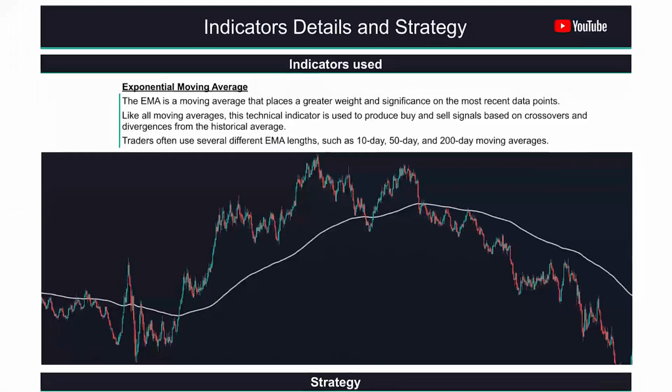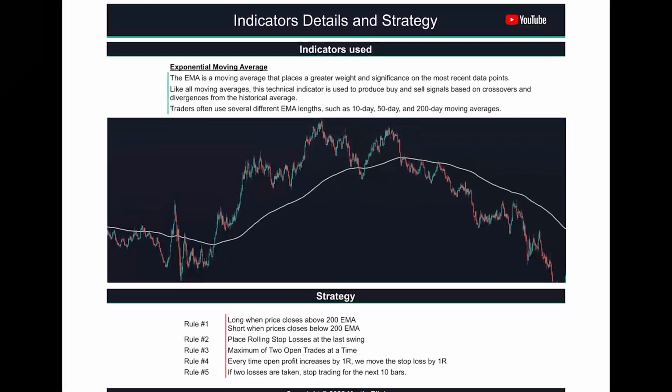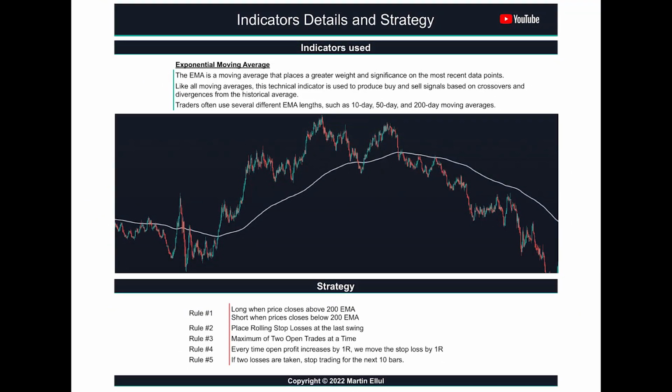So this backtest is based on the daily time frame with a rolling stop loss, though with a minimum of 1 to 2 risk to reward ratio. That means that every dollar that we risk, we must be making a minimum of $2.